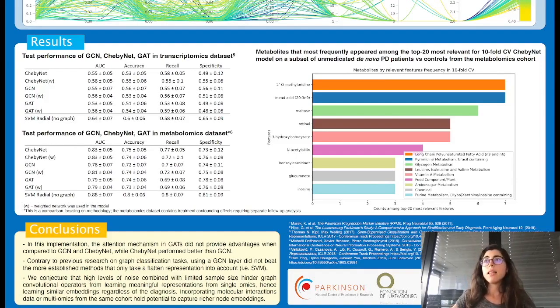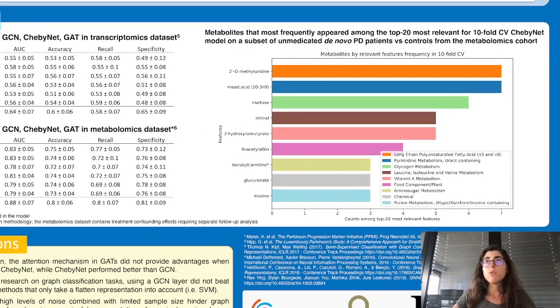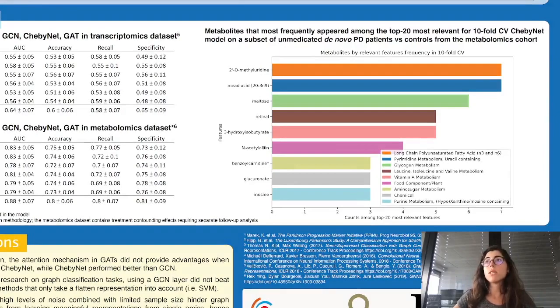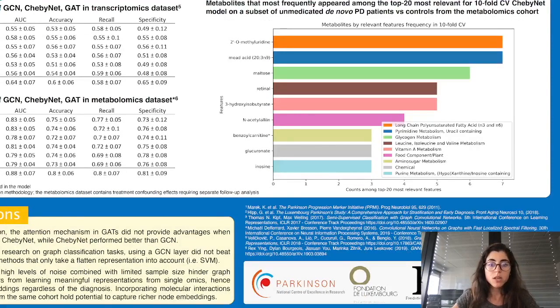And then last but not least, I wanted to show the metabolites that were found as most frequently appearing in the top 20 most relevant features for tenfold cross-validation ChebyNet model using a subset of unmedicated de novo PD patients versus controls from the metabolomics cohort. Using this subset of de novo patients is important because that way we get rid of the treatment effect. Interestingly, we saw some features that have been already associated with Parkinson's, for example, carnitine and benzoyl carnitine and purine nucleotides from a purine metabolism containing xanthine in this case. So this is relevant because that helps us gain insight and avoid the black box typical setting.